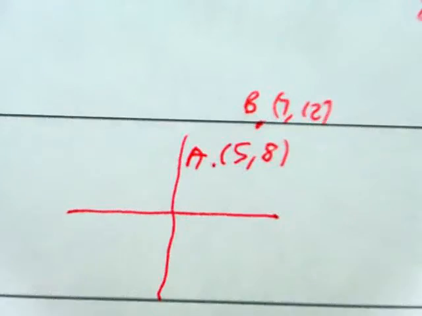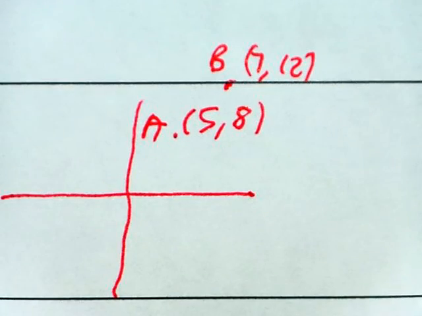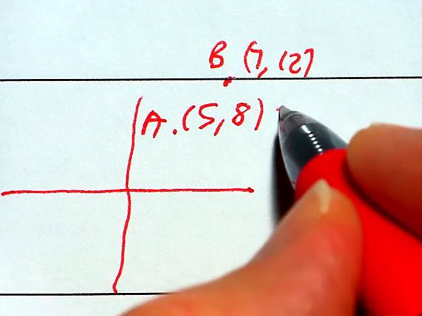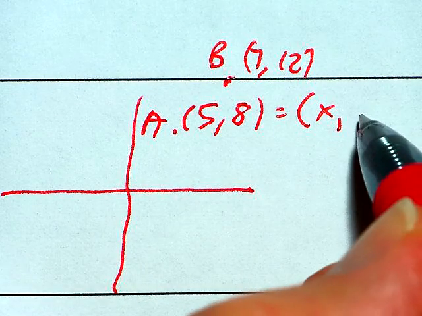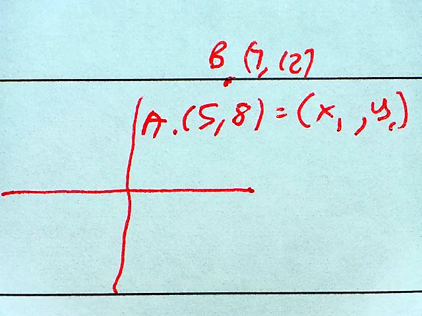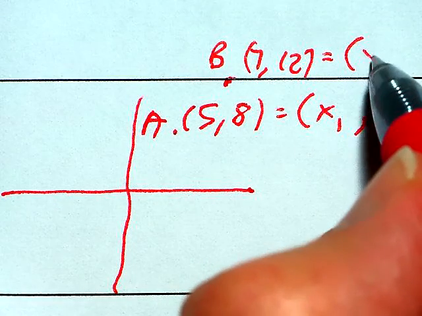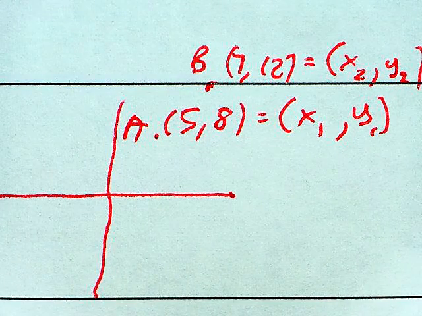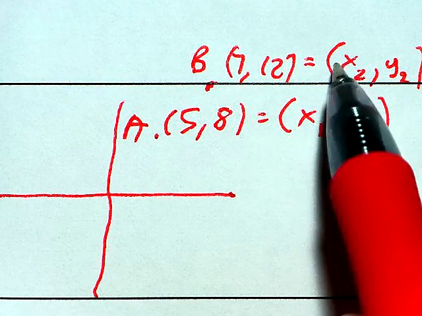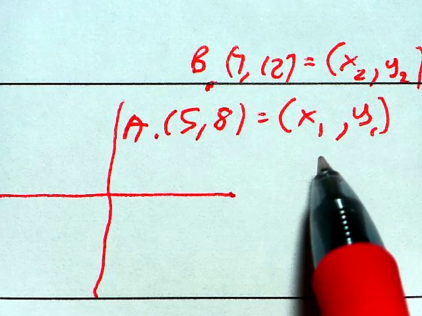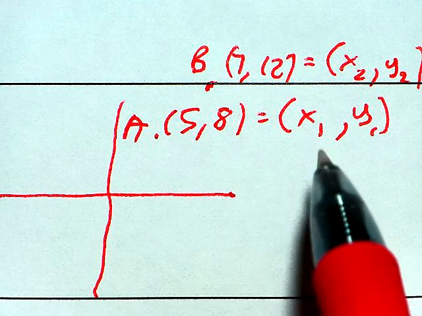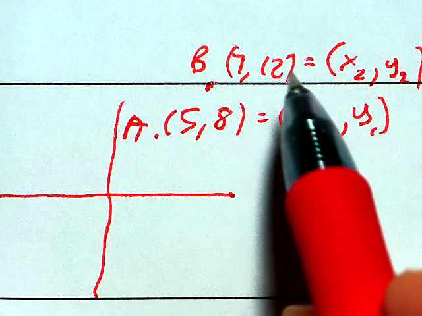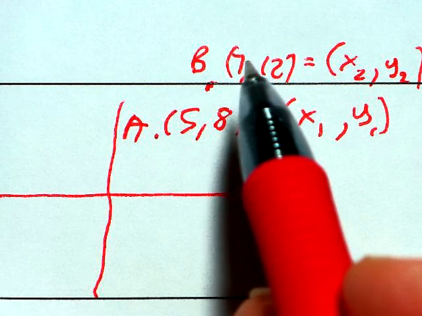We've got the coordinates of A is 5, 8. The coordinates of B is 7, 12. Well, 5, 8 is really the same thing as x1, y1, and 7, 12 is really the same as x2, y2. So we're always labeling the x value with x, and point 1, which we're going to say is point A, means that for that first point, the x-coordinate is 5. But for the second point, or x sub 2, the x-coordinate is 7.